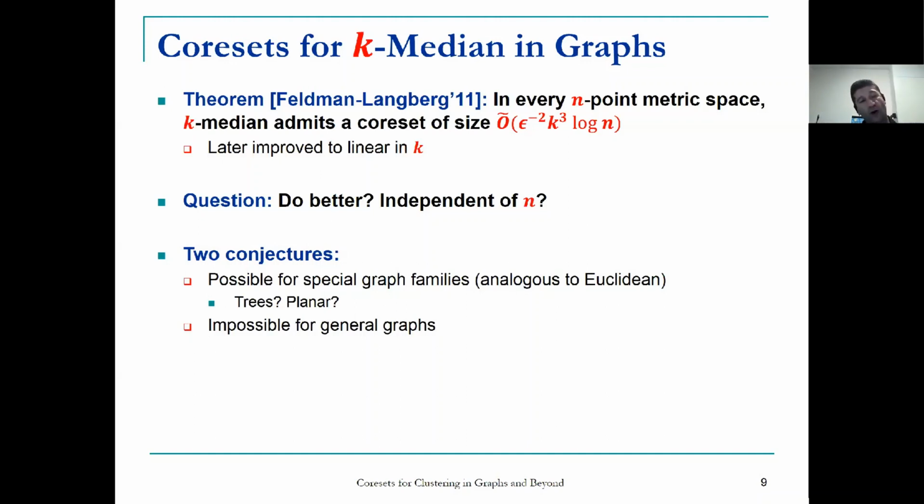One reasonable conjecture is that if you have a special graph family, something like Euclidean space, you don't need this log n. You need a dimension d, or even you can get rid of that, we said. What happens if it's a special graph family? Maybe it's a tree or planar graph. Can you then get rid of log n? And we actually conjecture that it's impossible to get rid of the log n for general graphs. For general graphs, there has to be dependence on n.